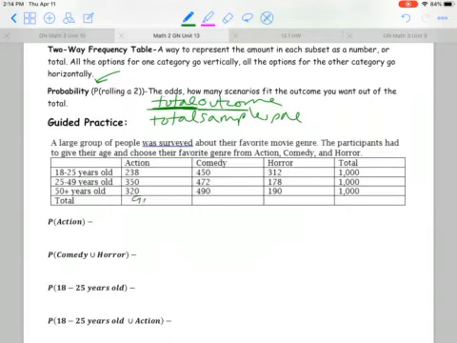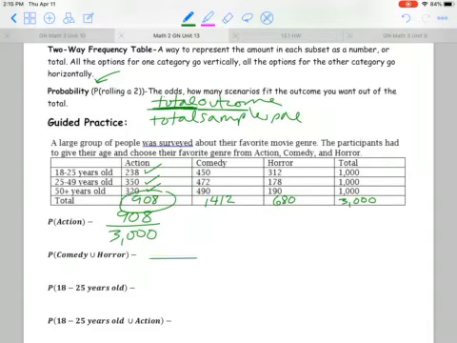So I got 908 here. We got the next one. 14, 12, we get 680, and 3,000. So if I'm looking at what the probability out of everyone, so out of my total, how many people like action? Well, these people like action, these, and these. So we want the total.